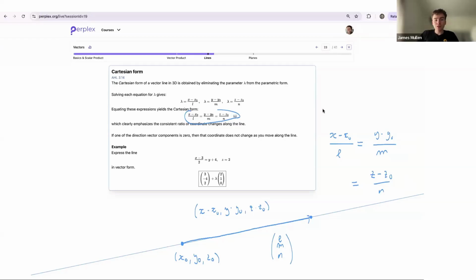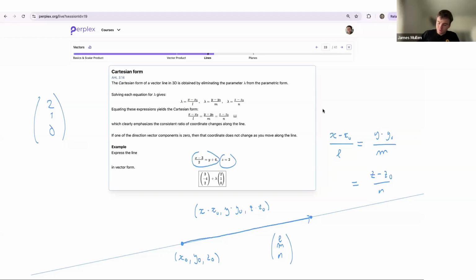And if any component of the direction vector is 0, then that coordinate does not change. So if I have a direction of, let's say, (2, 1, 0), then the third component does not change. So I have to equate the first two components that do change, and the third component is just going to be constant. All right. Now, that hasn't shown up in the IB, but it could.